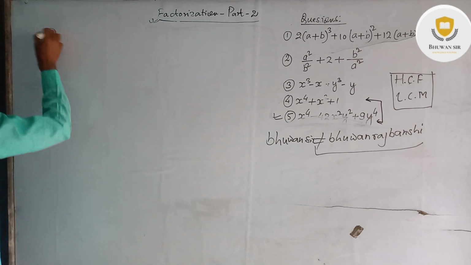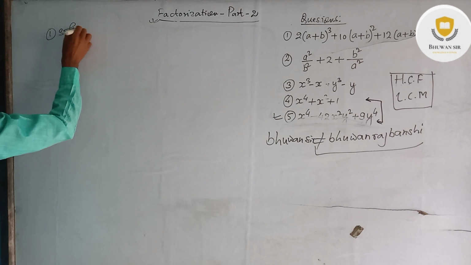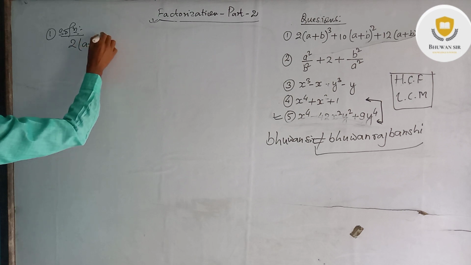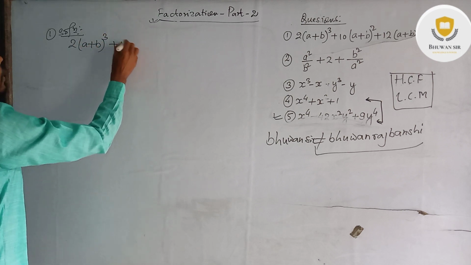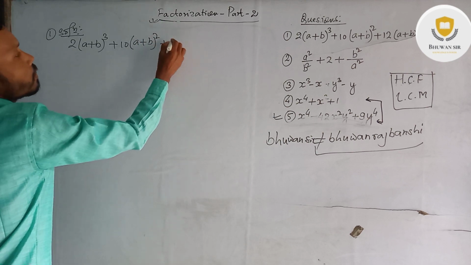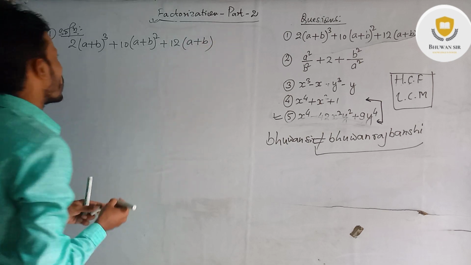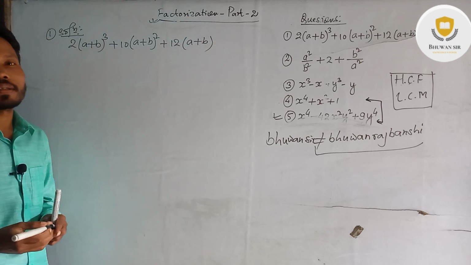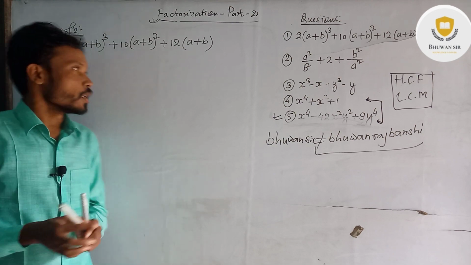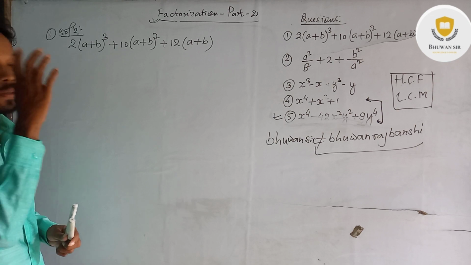Question number 1. 2a plus b whole cube plus 10a plus b whole square plus 12a plus b. And one thing you have to remember, my solving way may not be similar to the solving way of your teacher, but the main objective is the same.